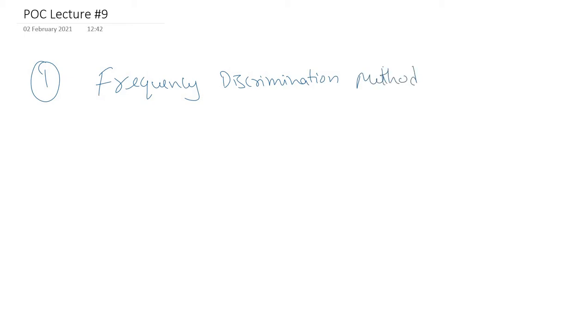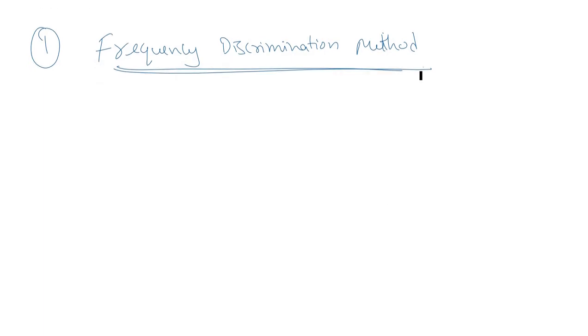So in continuation to the previous lecture, we'll discuss the generation techniques of SSB-SC type of signals. The first method to generate an SSB-SC signal is the frequency discrimination method. As the name suggests, we are going to generate an SSB-SC signal, or rather we are going to suppress the carrier and one of the sidebands based on the frequency components present in the signal. Let us look at the whole process step by step.